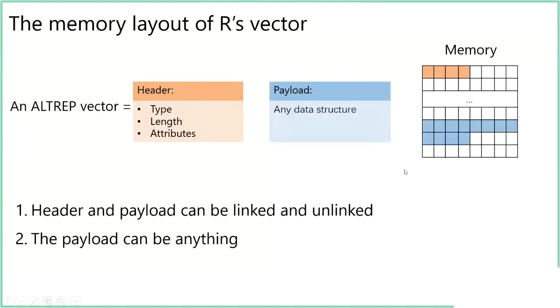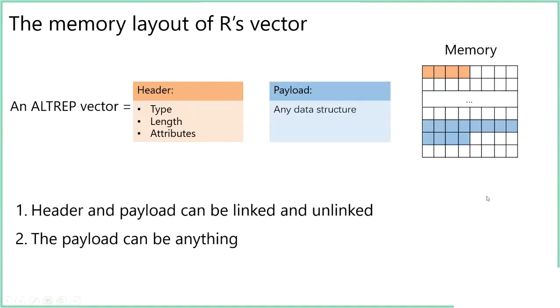And so it brings two features. First, the header and the payload can be linked and unlinked at any time. So if you change the attribute of X, you don't have to copy the entire data. You just copy the header and then link the header with your old payload. And the second, the payload can be anything, any data structure, as long as you can use it to reconstruct the data in the vector.